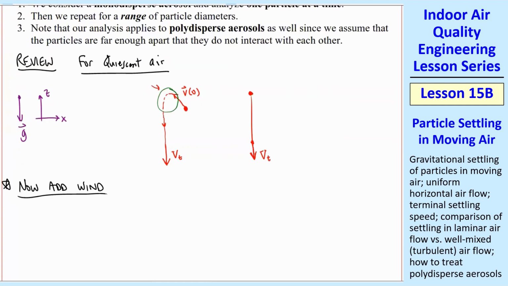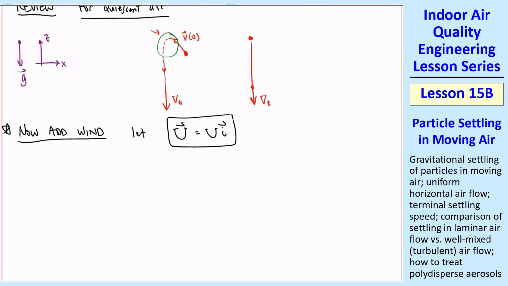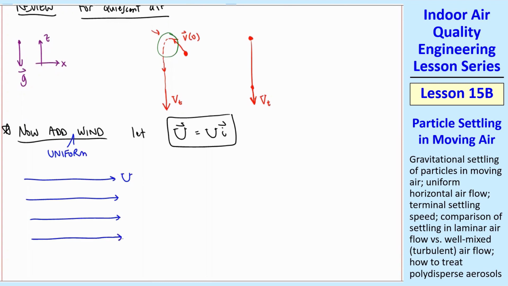Now let's add wind. I'm going to assume the wind is blowing in the x direction. So the u vector is just u magnitude times i, where i is the unit vector in the x direction. So we're talking about a uniform wind, which looks something like this, just a nice steady wind to the right.